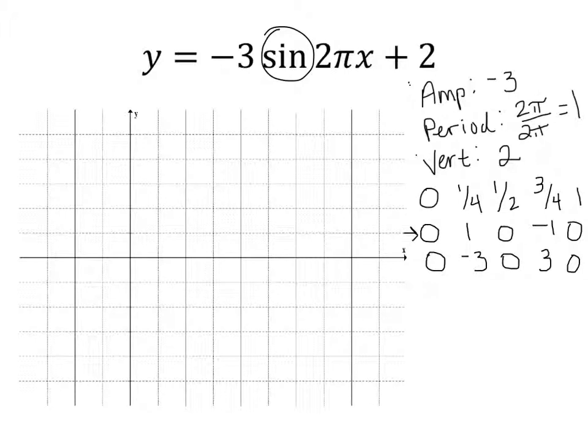The last thing you'll do is you will add or subtract your vertical shift. So this line here is where you'll perform that calculation. 0 plus 2 is 2. -3 plus 2 is -1. 0 plus 2 is 2. +3 plus 2 is 5. 0 plus 2 is 2. So what I've got are my x values and my y values for one complete period of this graph.